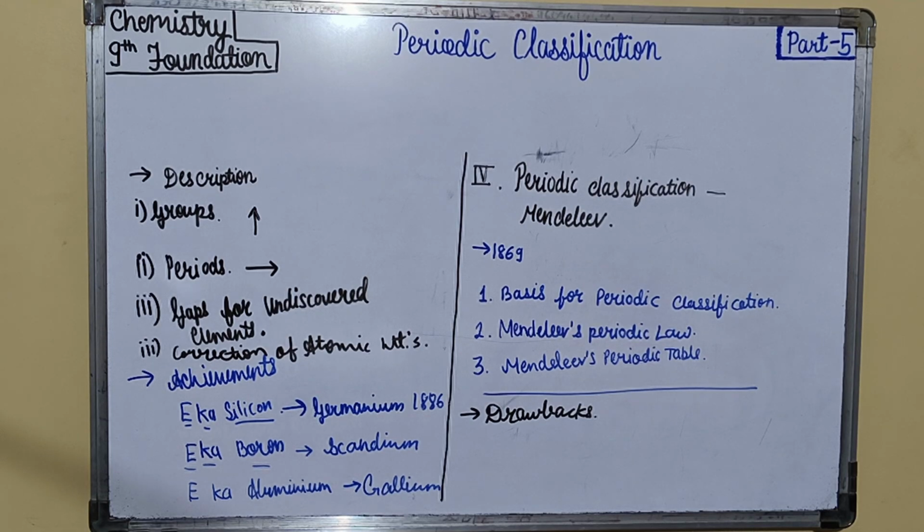The first, anomalous pairs: tellurium has an atomic weight of 127.5 and iodine has an atomic weight of 126.93. So according to Mendeleev's periodic law, iodine should occur before tellurium, and should this happen, iodine would not fit into the halogen group and the concept of periodicity would get disturbed.